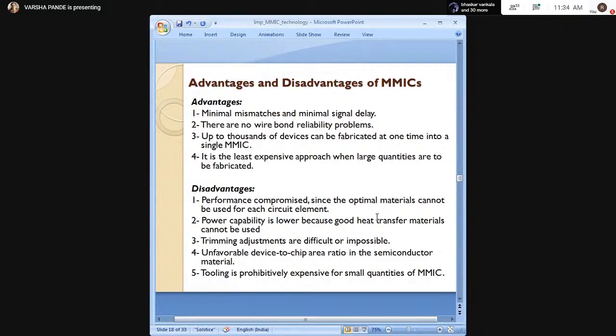And tooling is prohibitively expensive for small quantities of MMIC, because if you want to produce only 100 components, then at that time you have to do all these processes. But if you want to produce only 100, then naturally the cost will be increased, means at that time it will be expensive.